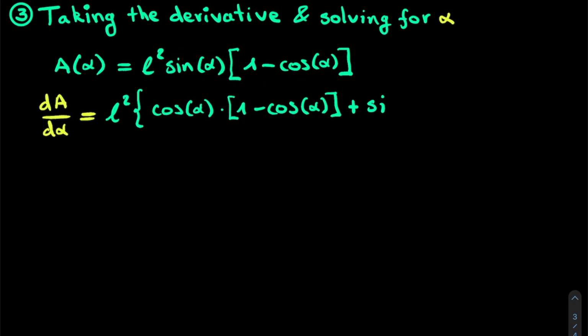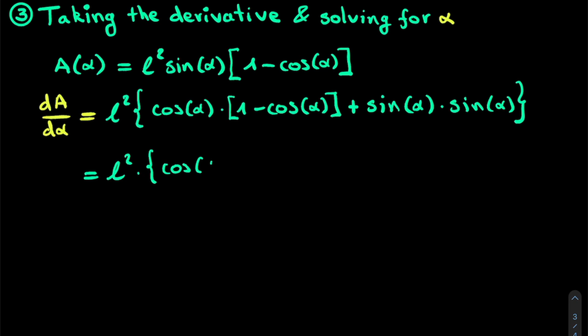Thus we get the sine of alpha multiplied by the derivative of 1 minus the cosine, which is the derivative of minus the cosine. And since the derivative of the cosine is minus the sine, we get two minus signs, and we simply get the sine of alpha. And we close our brackets. Rewriting this even further, we get that this is equal to L squared multiplied by the cosine of alpha minus the cosine squared of alpha plus the sine squared of alpha.